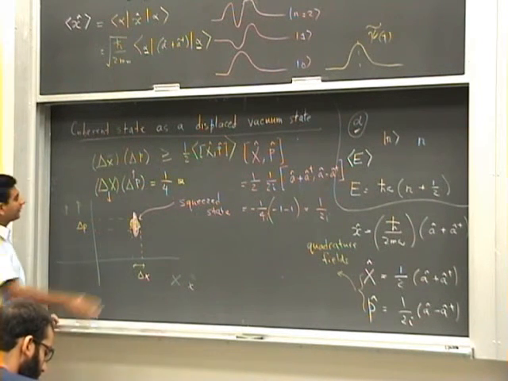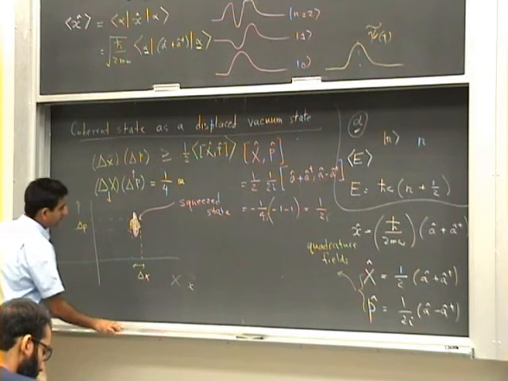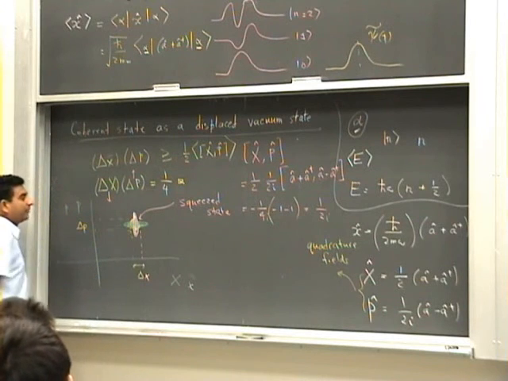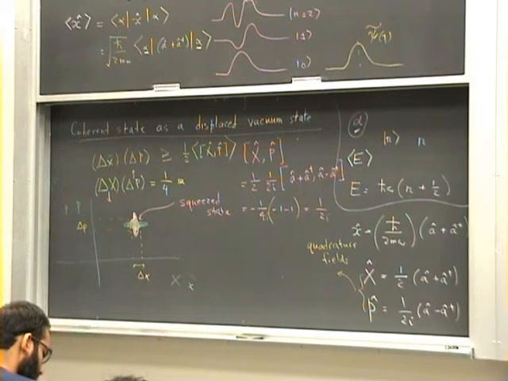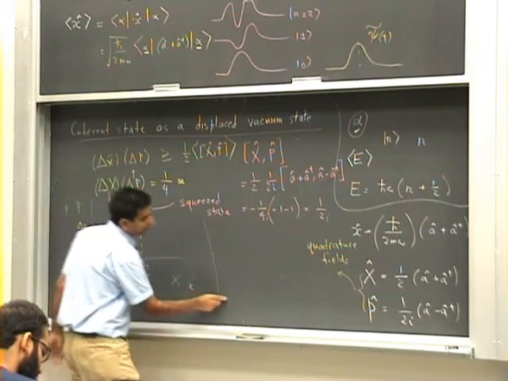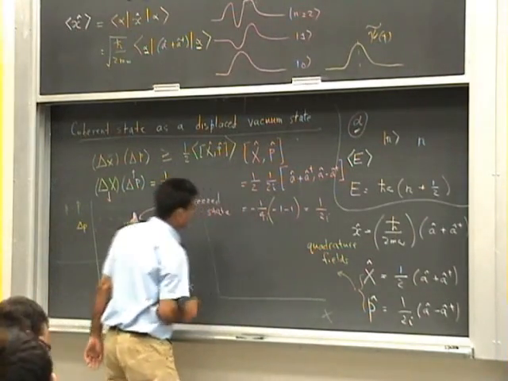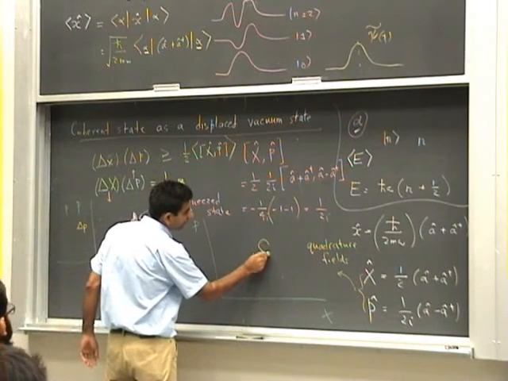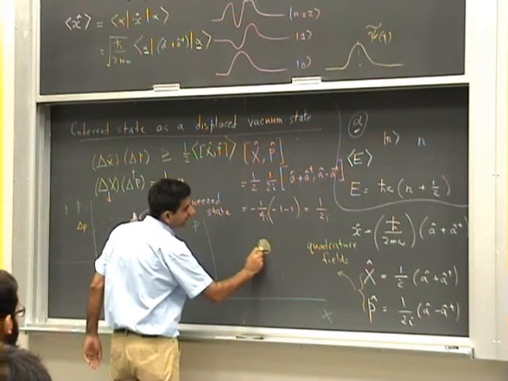You can have squeezing along the other dimension as well. You can have a squeezed state along the momentum variable as well. And how does a coherent state change with time? If this is my dimensionless variable capital X, this is my dimensionless variable capital T. Coherent state, of course, is represented by a circle, a perfect circle.